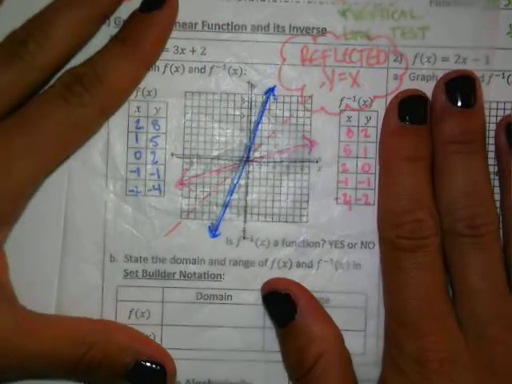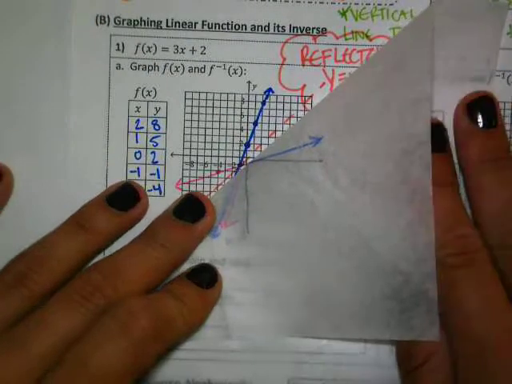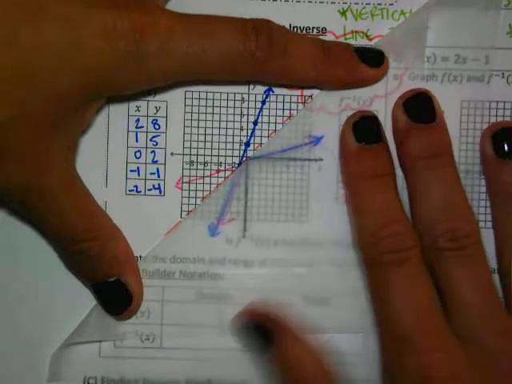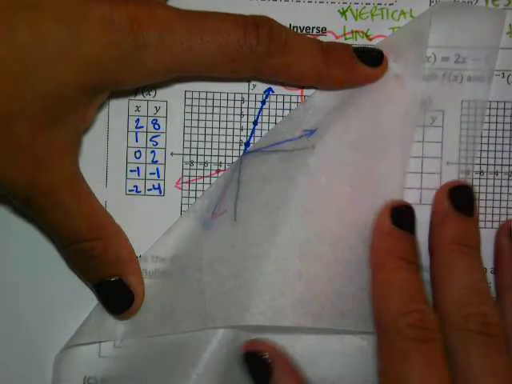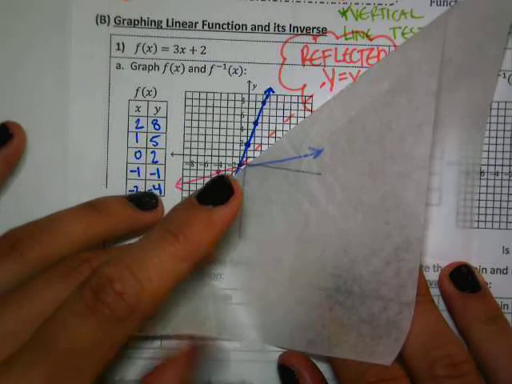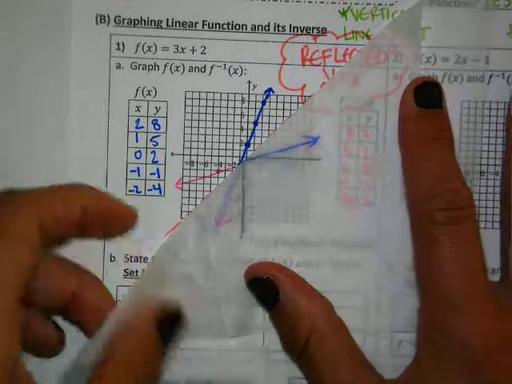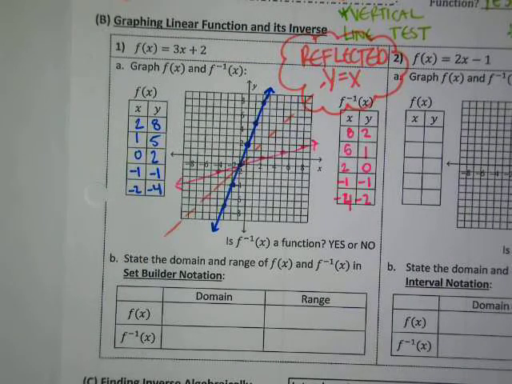Here's my patty paper. If I were to fold this along the line y equals x, do you see how it matches up? It's the same thing. I'm going to show you one more time. Here it is, normal. And if you fold it along the line y equals x, it matches up. Your inverses will always be reflected along that line.